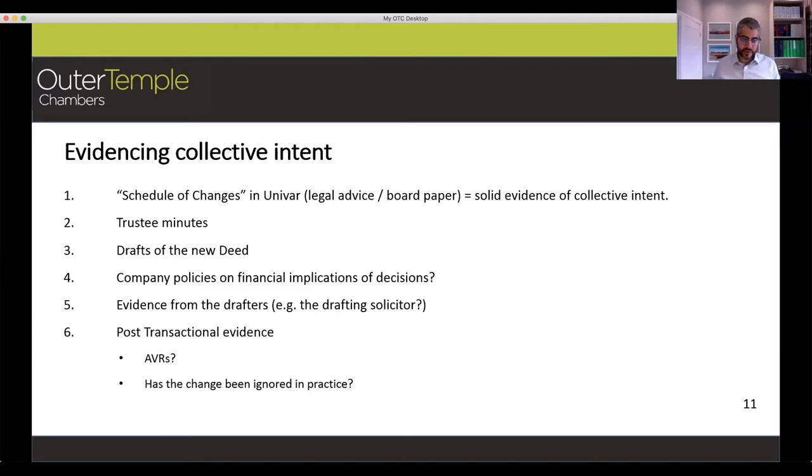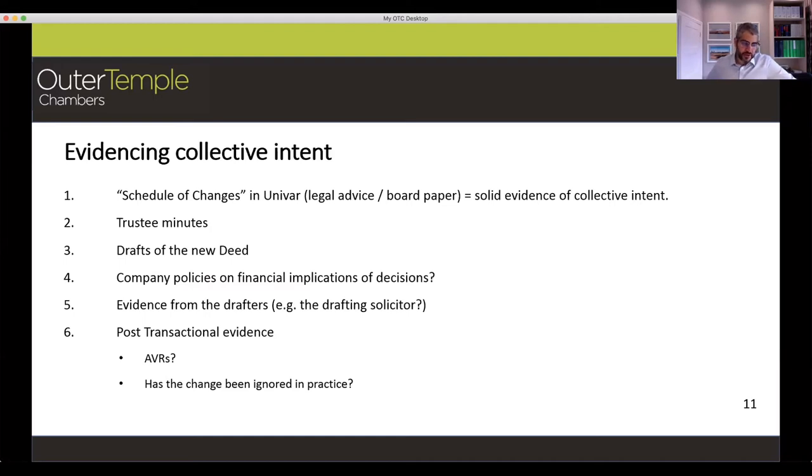Policies, I've got company policies up there at point four. Do look for any contemporaneous company policies or sponsoring employer policies which might bear upon the question. In Univar, there was a policy which mandated that scheme changes that may incur above a certain level of expense must be referred higher up the ladder of the parent company. And so the fact that that wasn't done was evidence that the change was not intended.